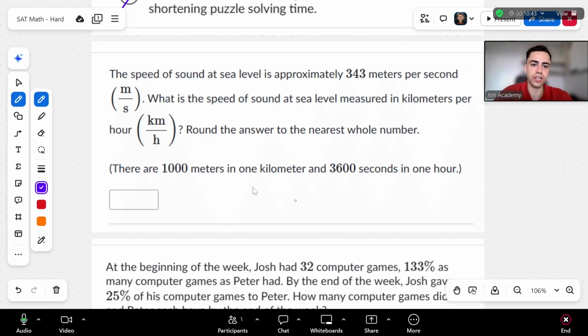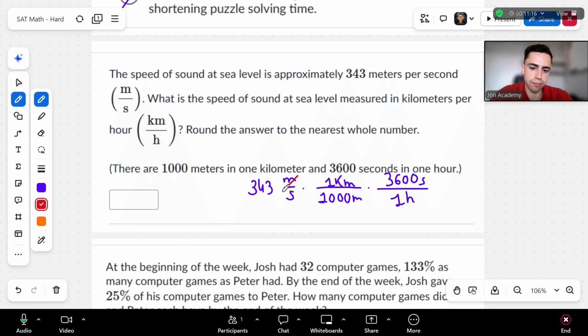We are given 343 meters per second, and we have to translate it into kilometers per hour, no? So let's remember how to do that. 1,000 meters are equivalent to 1 kilometer, no? So we divide by 1,000 meters and multiply 1 kilometer. And now, in order to bring from seconds to hours, 3,600 seconds are equivalent to 1 hour, no?